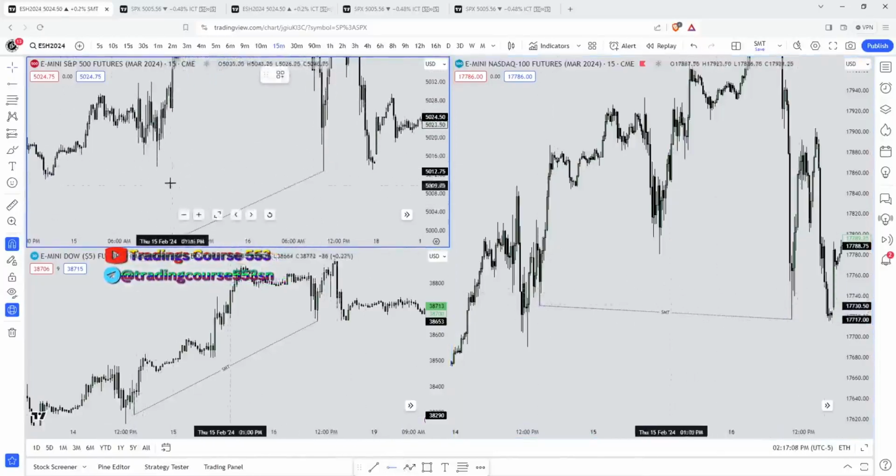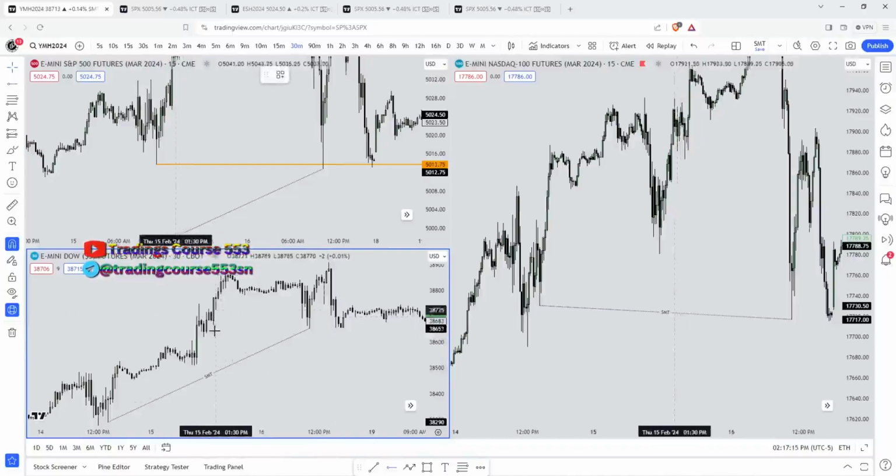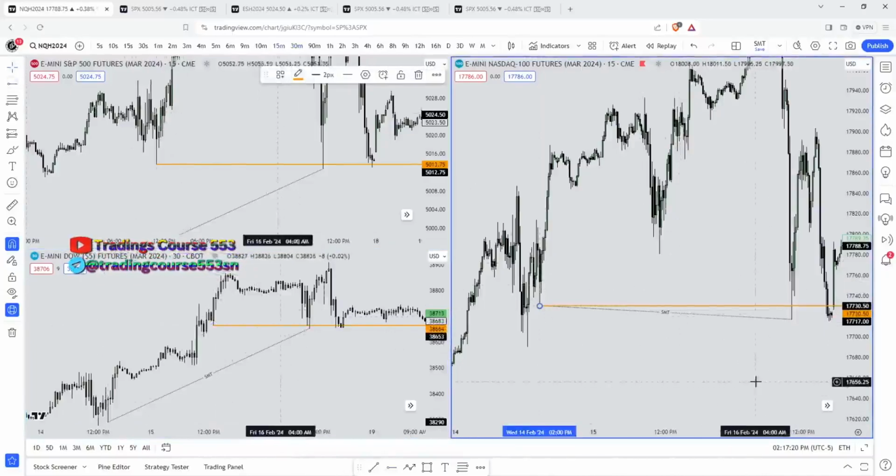Notice how it took out sell side liquidity. Okay, so we're in a discount because beneath sell side liquidity is a discount. It took out sell side on Dow here as well. And then also it took out sell side on NASDAQ.